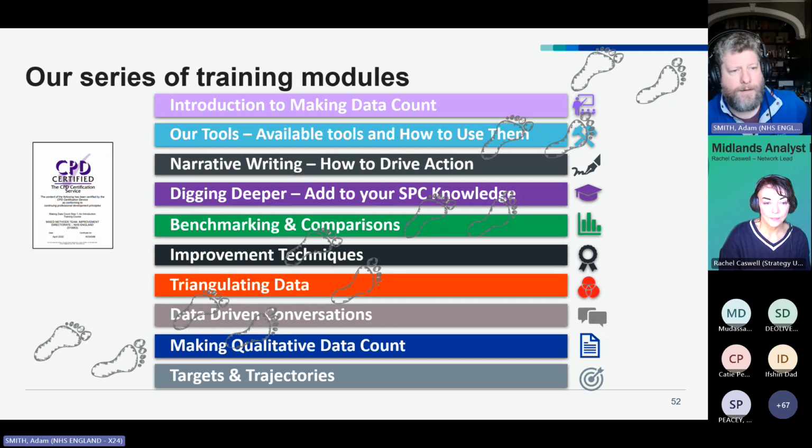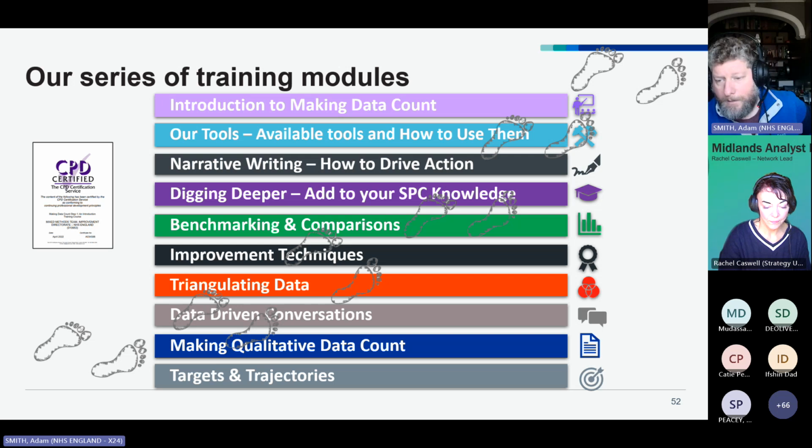And this is our training program. This is our 10 steps of training. Today was a real whiz through. We do a bit more of an introduction in the introduction to Making Data Count, handy title. But then we go through lots of other things. The second one is a demo of the tools, then narrative, more advanced SPC knowledge, benchmarking, improvement techniques, triangulation, data-driven conversations, and making qualitative data count. That's run by experts in qualitative data, not us, as we are not experts in that. And then the final one is targets and trajectories. I expect we'll be adding an 11, a 12, a 13 and a 14 in the coming months.